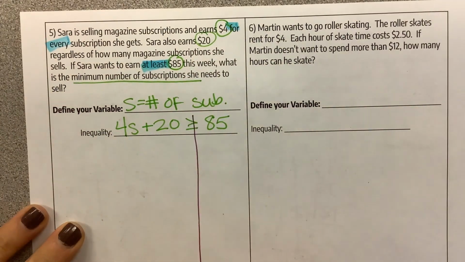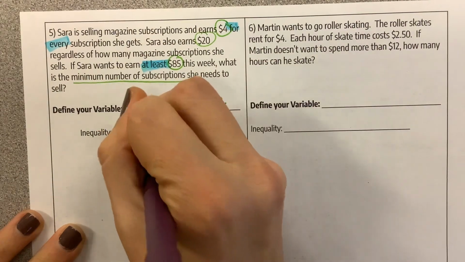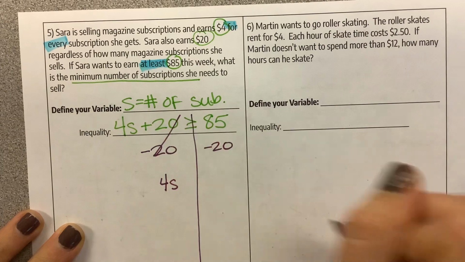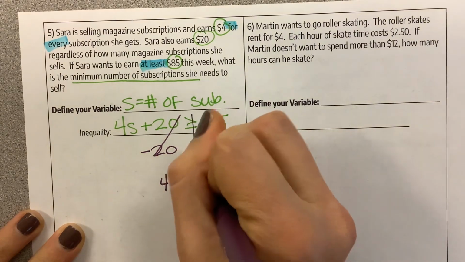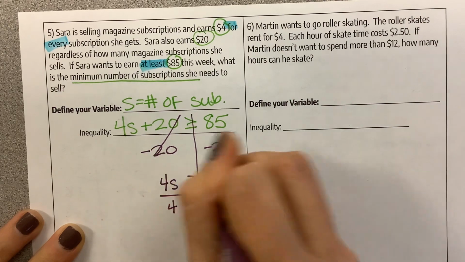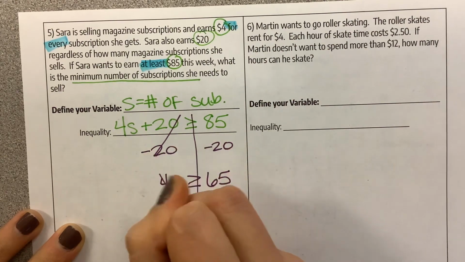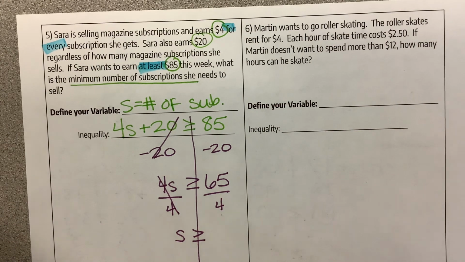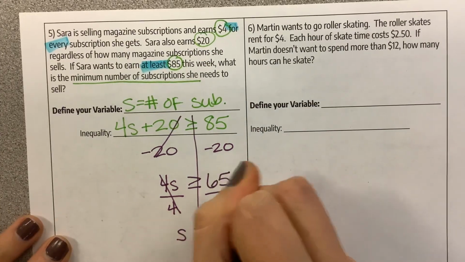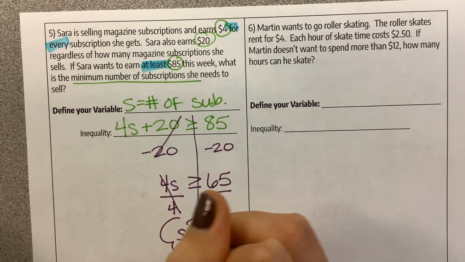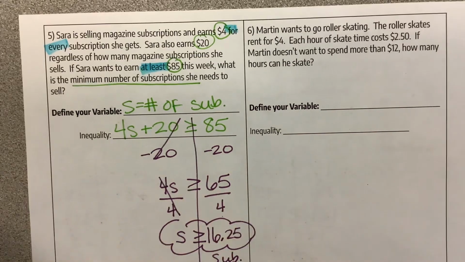And now we're going to solve. If we have plus 20, we're going to get rid of it by subtracting 20 from both sides. I get 4S is greater than or equal to 65. Last step, S is being multiplied by 4, so we're going to divide by 4. And I get S is greater than or equal to 16.25 subscriptions.